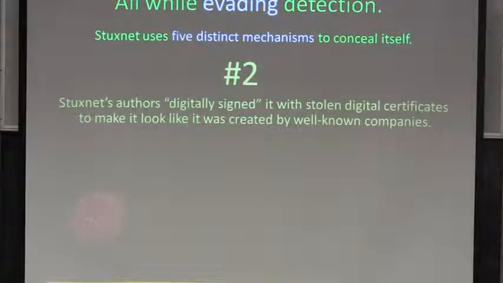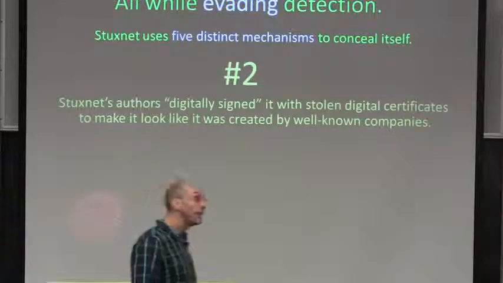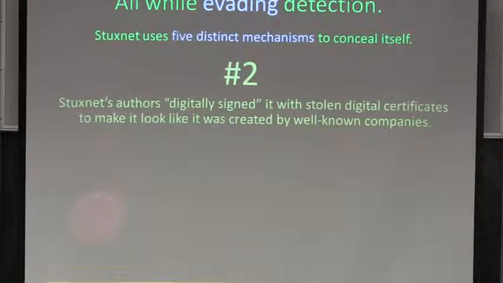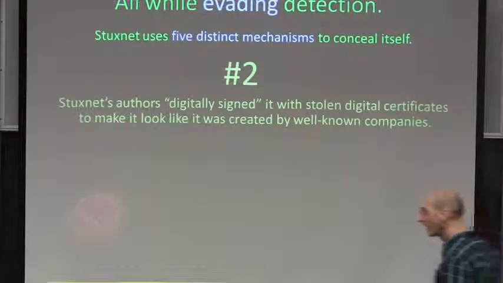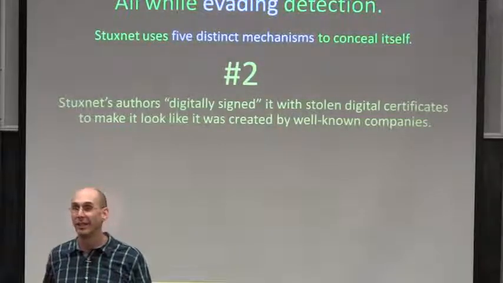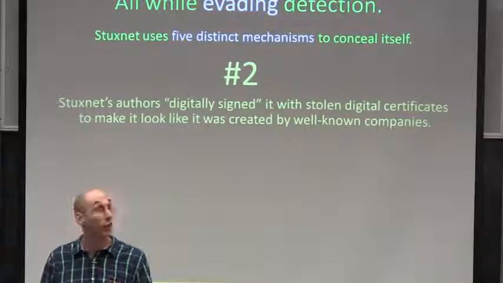Number 2. This one's a very interesting one. Stuxnet's authors digitally signed the Stuxnet binaries, the executable files, with what are called digital certificates. And these were stolen digital certificates. So what is this like? You buy software sometimes and you'll see that little holographic label. That indicates it's a real product. It hasn't been forged or something.